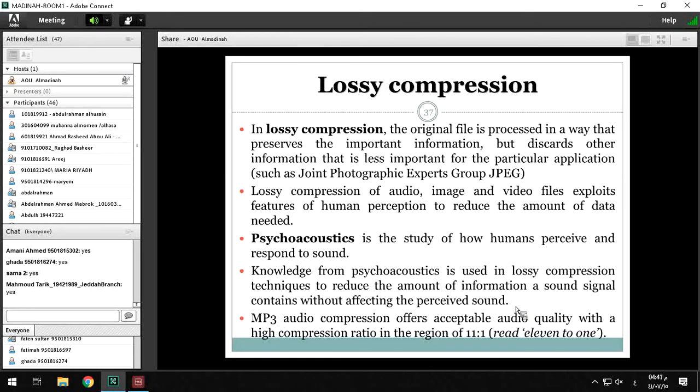Good. The next technique is the lossy compression technique. From the name, we can understand that we are losing something while doing compression.